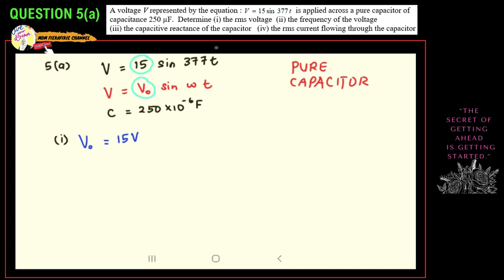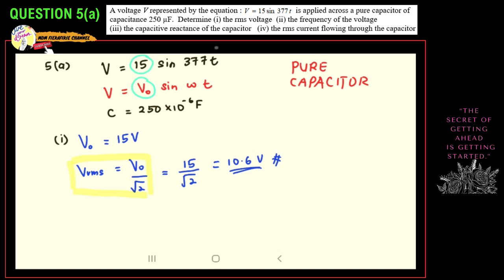So, sekarang kalau nak cari VRMS, remember the relationship between VRMS and V naught, VRMS equal to V naught over root 2. Formula kena ingat lah. Dia dah bagi kat depan tapi tengok formula ni ada ke tak ada. Kalau tak ada kena ingat. So, 15 over root 2. So the answer is equal to 10.6 volt. Ni awak check.